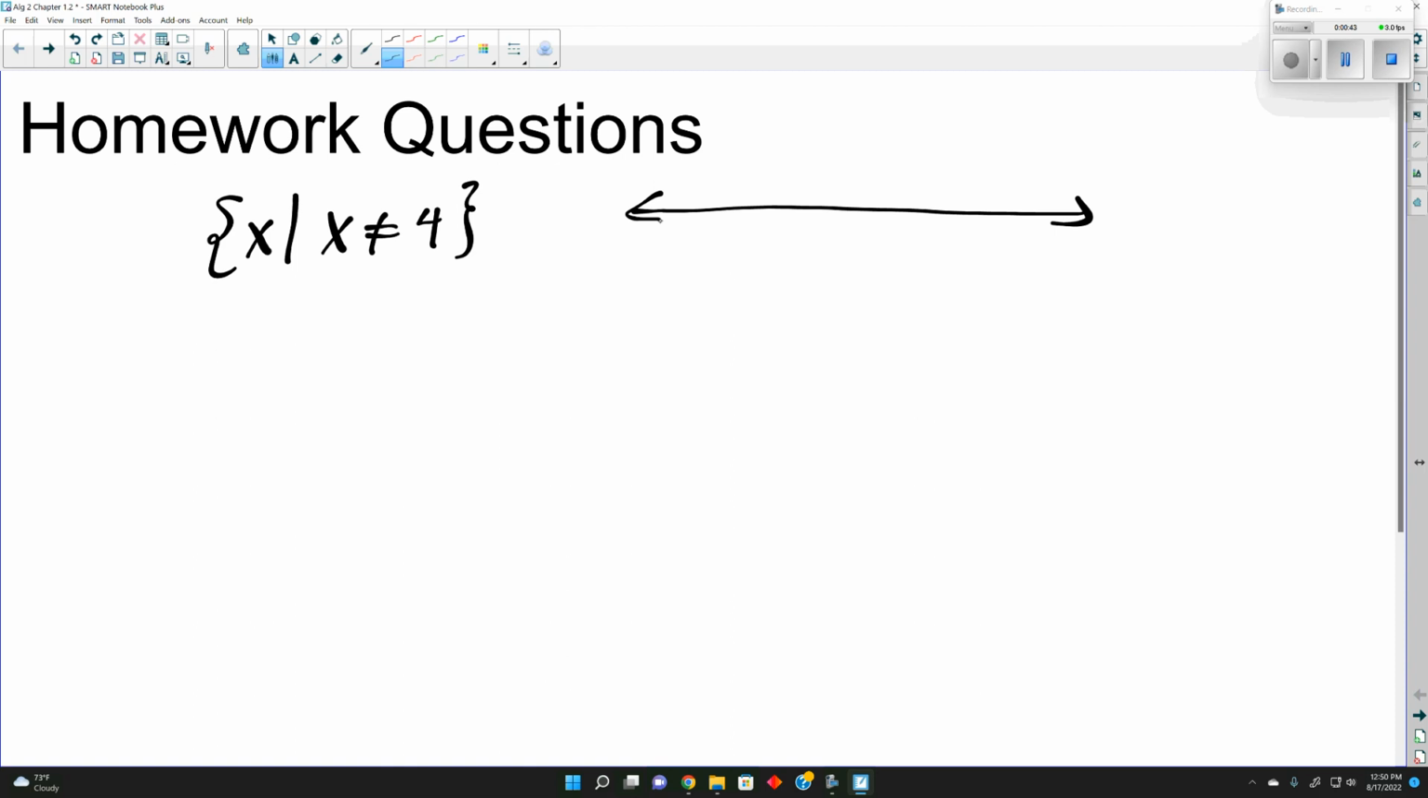So the first part of it, brace x bar, is saying the set of all real numbers. So every real number, but it tells us that x is not 4, yes? So our one key number that we have is 4, yes? Yep. And that'd be it.